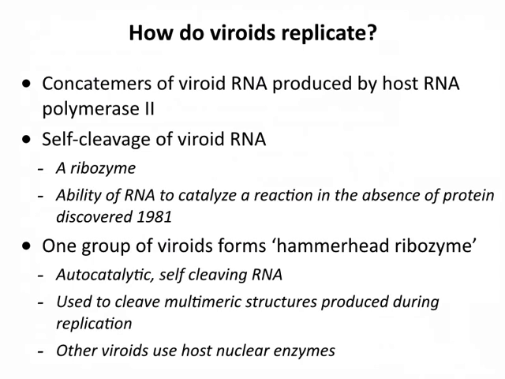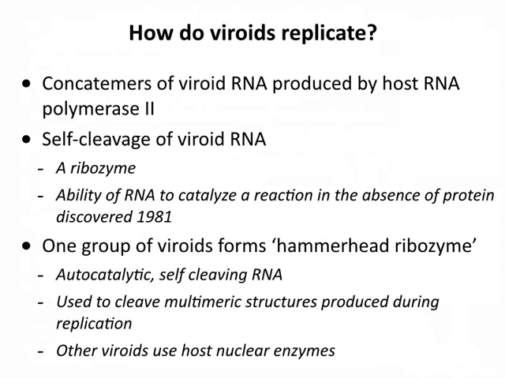And then for some of the viroids, they're self-cleaved by the hammerhead ribozyme. So that you make concatemers, which are then cleaved. And then the ribozyme activates them, and they go on to move into other cells. So again, a ribozyme is a self-cleaving RNA sequence. This was discovered in 1981. It was a big surprise that RNAs could be catalytic.